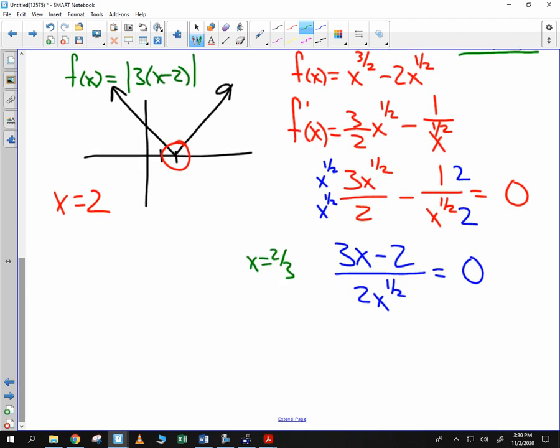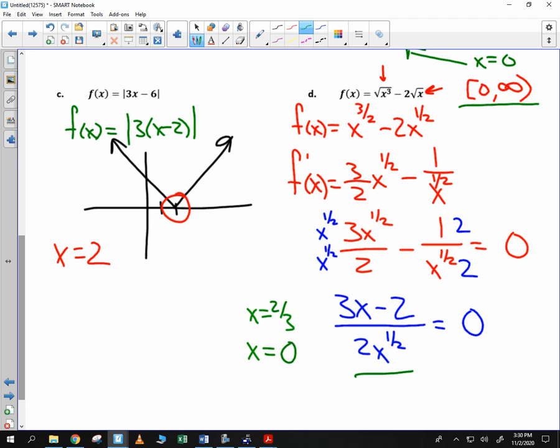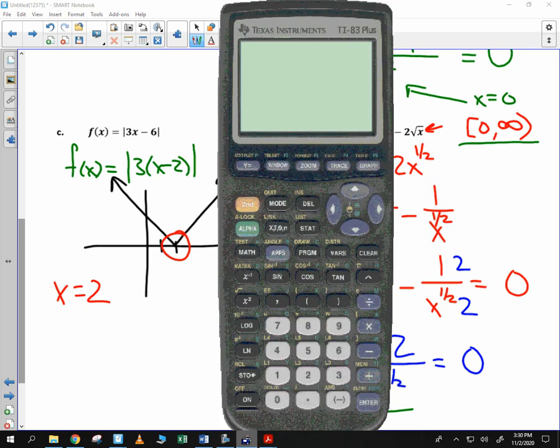And then, where does the derivative not exist? Well, wherever the bottom is equal to 0, and that would be at 0. Is 0 part of the original domain? It is. And so 0 and 2/3 are, in fact, my critical points.